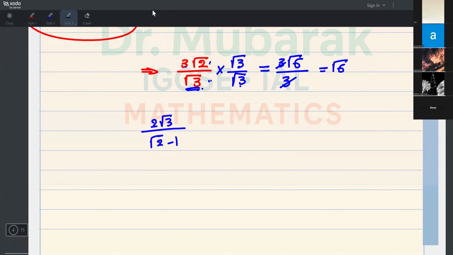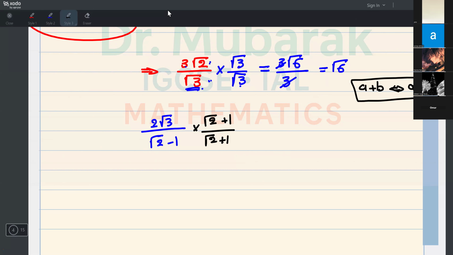Also multiply by the denominator up and down. Multiply by root 2 plus 1 over root 2 plus 1. This is called the conjugate. Root 2 minus 1 and root 2 plus 1 are conjugates. The conjugate of a plus b is a minus b. So if the denominator has more than one term, multiply by the conjugate of the denominator up and down.